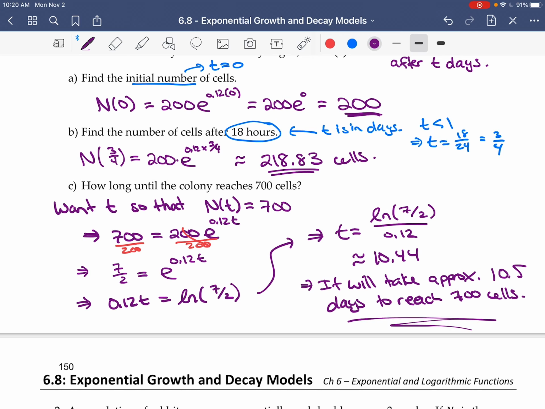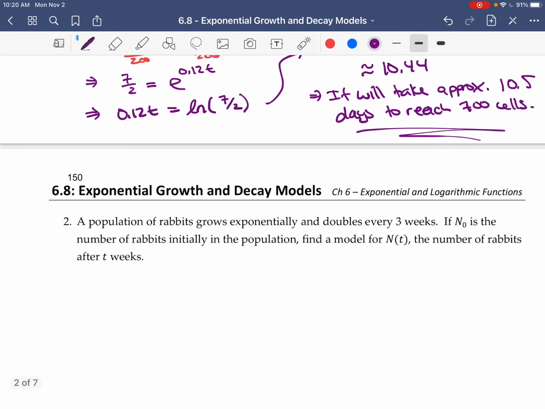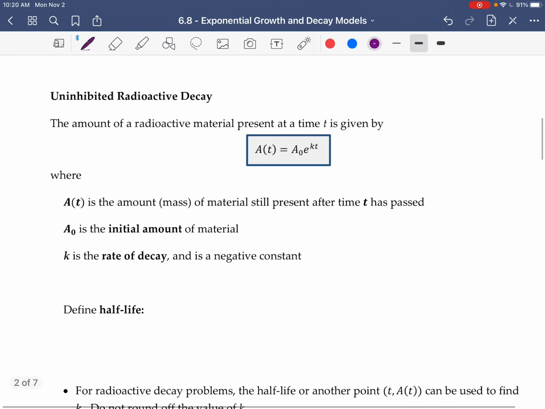Okay, so that's the idea there. Now I'm going to leave example 2 for you to try. And let's talk about uninhibited radioactive decay.